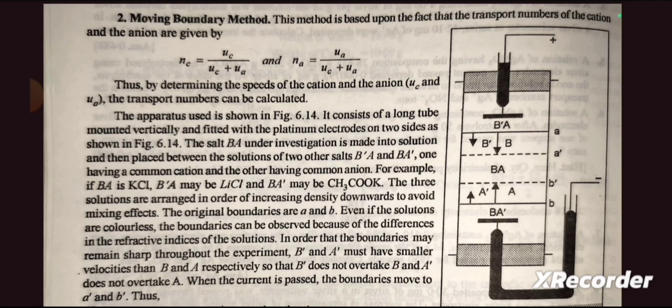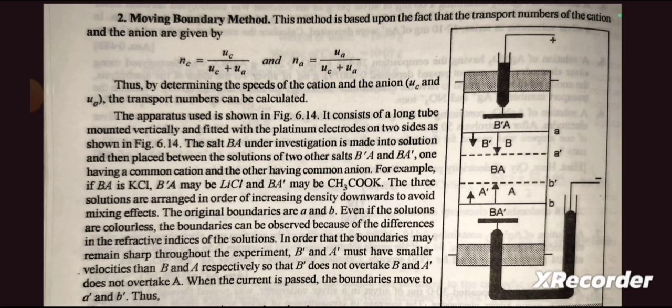It consists of a long tube mounted vertically and fitted with a platinum electrode on two sides, as shown in figure 6.14. The salt BA under investigation is made into a solution and then placed between the solutions of two other salts, B'A and BA', one having a common cation and the other having a common anion. For example, if BA is KCl, B'A may be LiCl and BA' may be CH3COOK. The three solutions are arranged in order of increasing density downwards to avoid solution mixing effect.